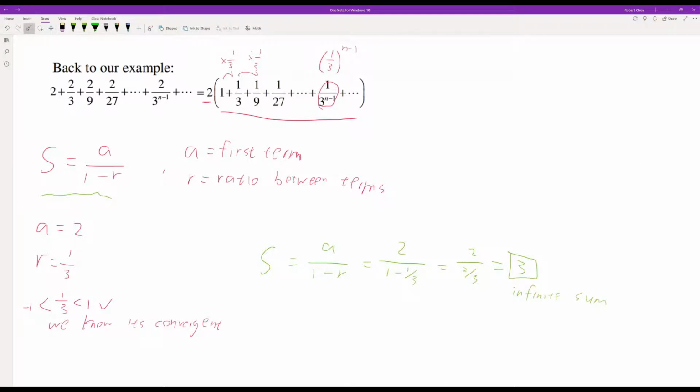So in cases like this, you have to identify whether you have a geometric series or not, because geometric series is one of the series that is very easy to work with. We know a lot about them, right? We know when it's convergent or when it's divergent. And once we know it's convergent, we have a very simple, nice formula to find its sum.